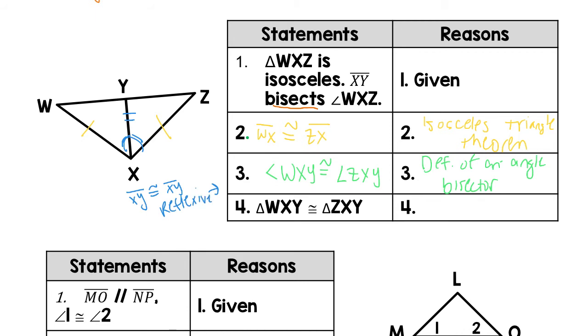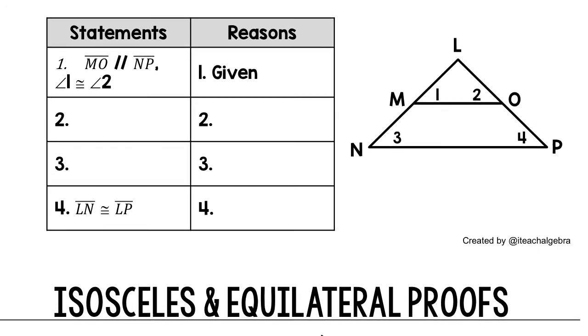But we can see when I've drawn it this way that we have side, angle, side. So side, angle, side congruence is what makes those triangles congruent. Let's try another one.